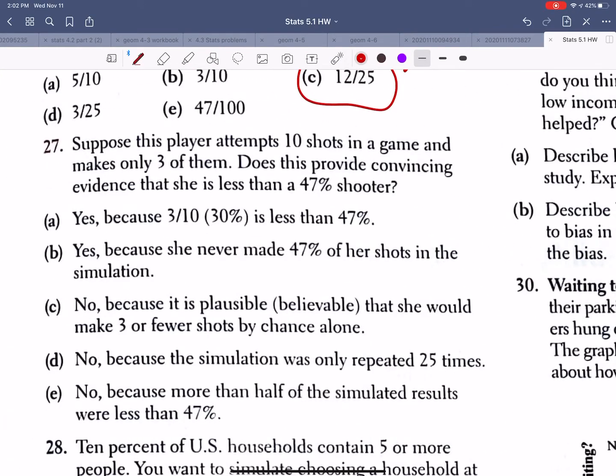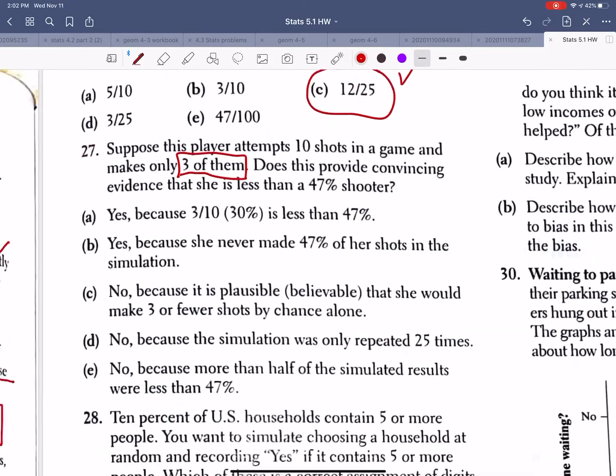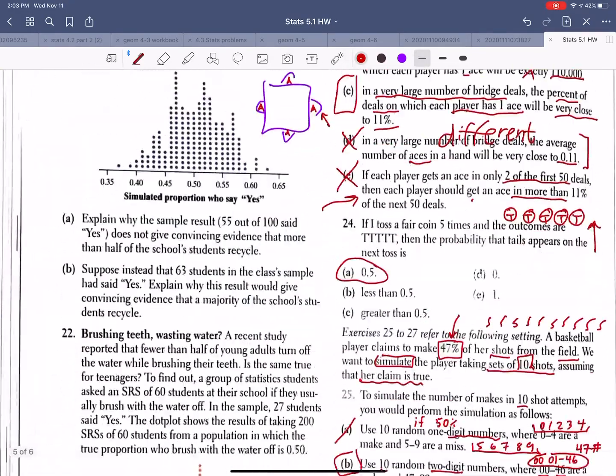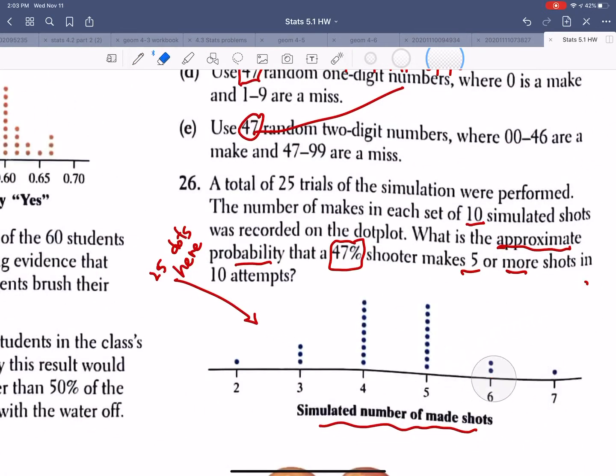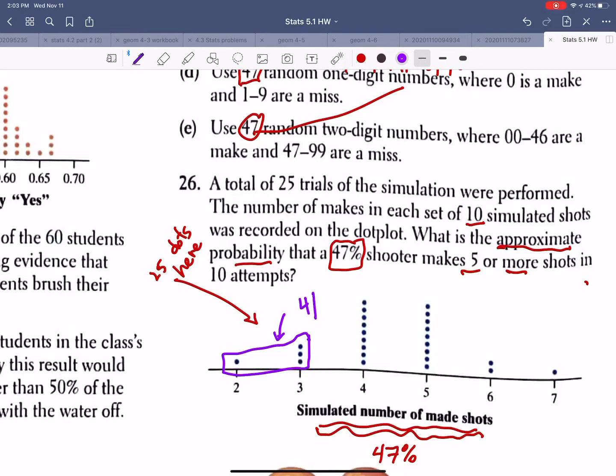Now, using the same setting, suppose this player attempts 10 shots in a game and makes only 3 of them. So we go back to our simulation, makes only 3. Okay, let's see. What would be an approximation of the chances of making only 3 if, in fact, we're presuming that the shot ratio really is 47%? So when a simulation did presume that the shots were made at 47% of the time, notice we ended up getting 3 or less, 4 out of the 25. Interesting, right? So we really need a quick calculator to decide, well, what would that be?